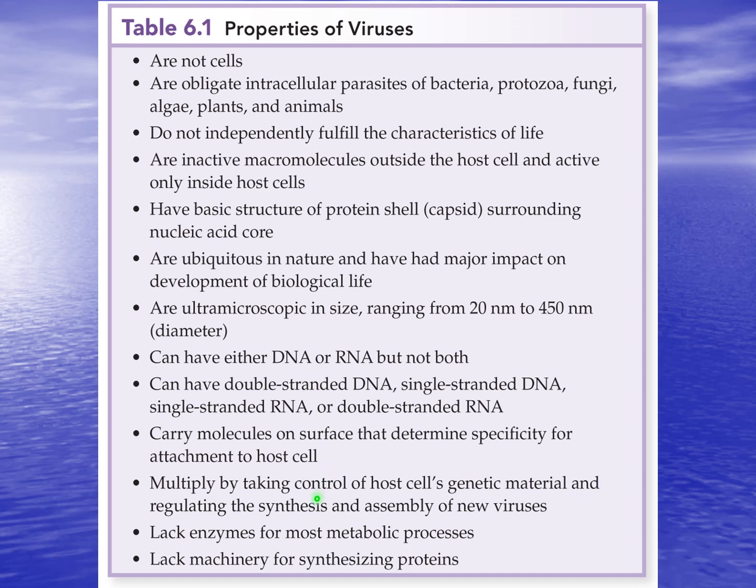They multiply by taking control of the host cell's genetic material and regulating the synthesis and assembly of new viruses. They literally hijack their host cell's protein synthesis in order to make more viral particles. They lack enzymes for most metabolic processes, and they lack machinery for synthesizing their own proteins. And this is why they have to have a host living cell.